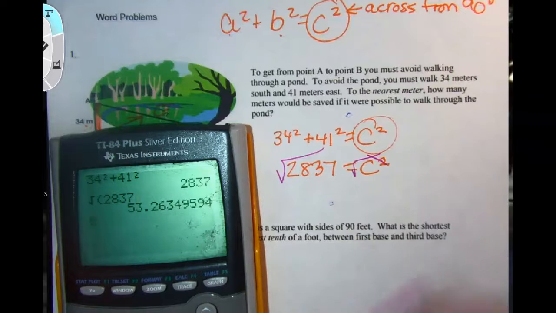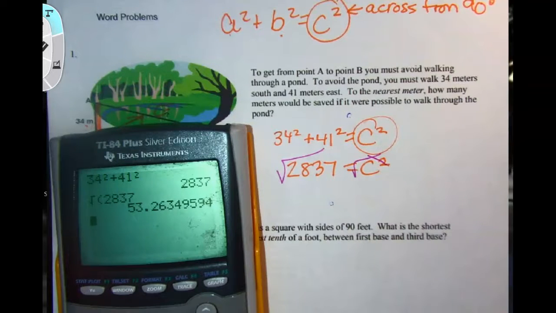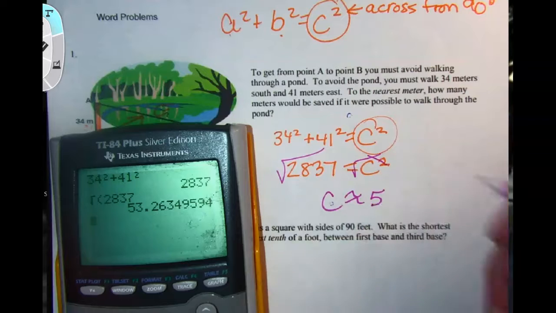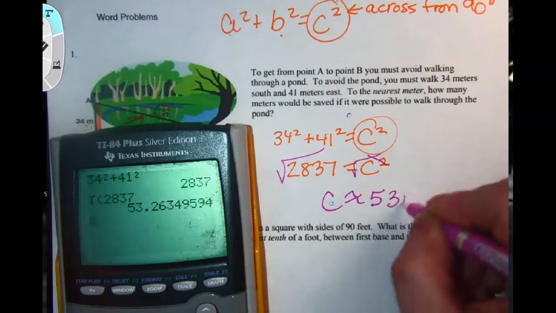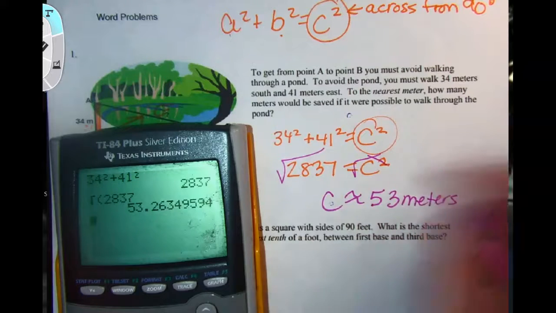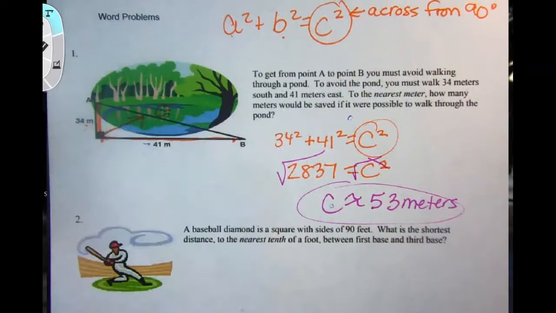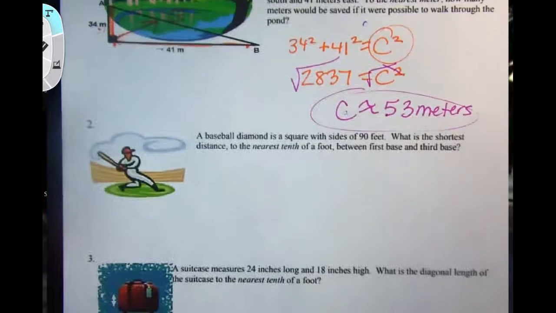So it says we're going to round to the nearest meter. So it wants us actually to do a whole number, it looks like. So C is about 53 meters. If you put 54, that's okay too, but rounding wise, because it's a 0.26, we would actually round down. Okay? All right, let's look at the next one.